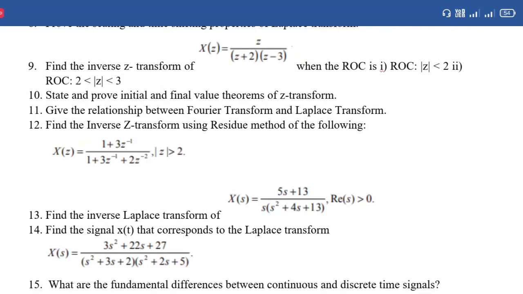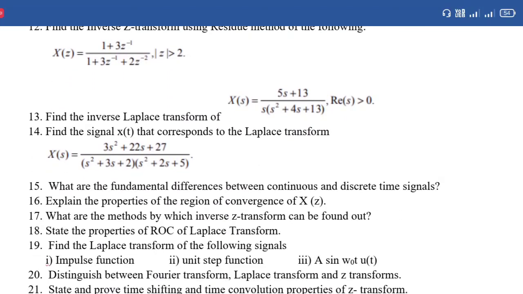Find the signal x of t corresponding to the Laplace transform X of s equal to 3s square plus 22s plus 27 by s square plus 3s plus 2 into s square plus 2s plus 5.